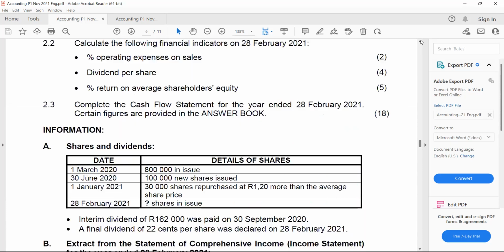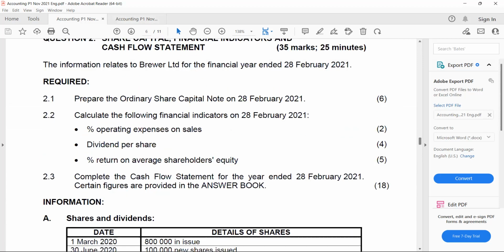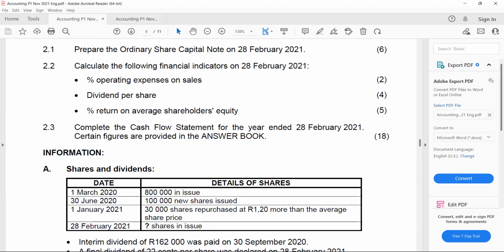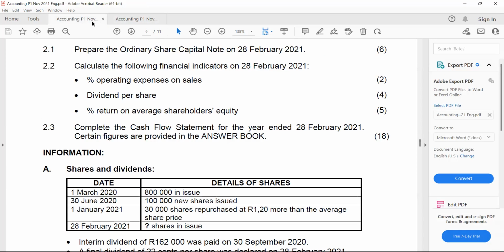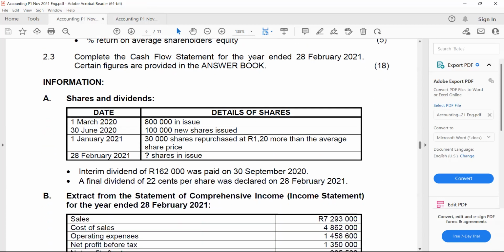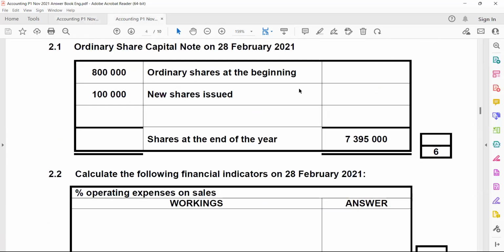Okay, so let's get started. So to prepare the ordinary share capital note, you can see there's a template which kind of gives you an indication if you really can't remember. So we had 800,000 shares in issue at the start of the year. And all you need to do is get your ordinary share capital balance at the start of the year, which is 645,000.